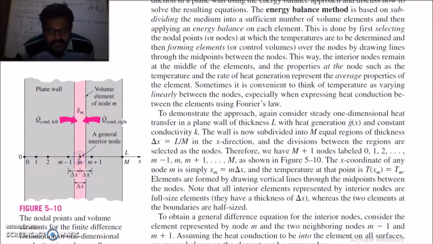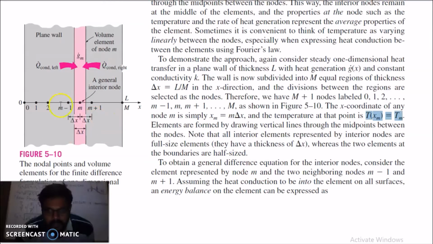Therefore we have M plus 1 nodes labeled from 0 to M. The x coordinate of any node m is simply x_m equal to m times del x. If you have to find the x value here, you multiply m by del x and you get the x coordinate. And the temperature at that point is T of x equal to T_m.